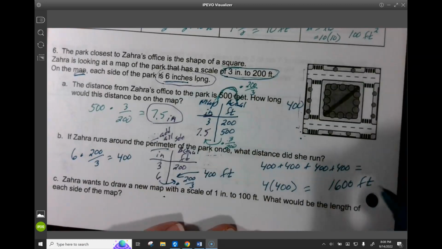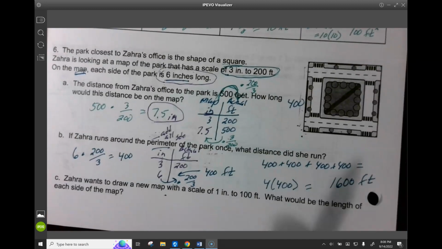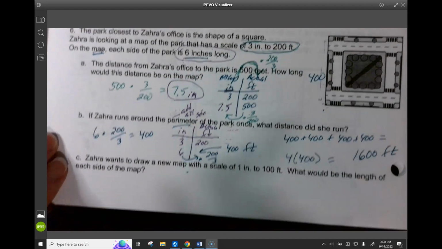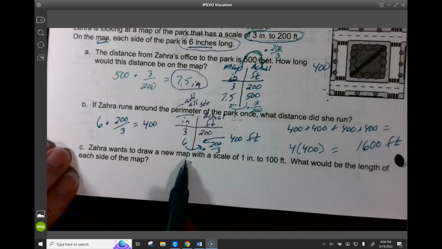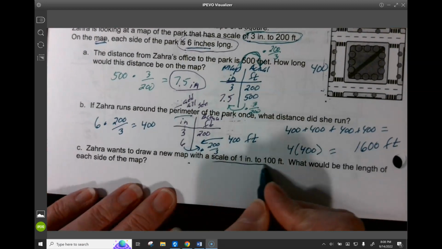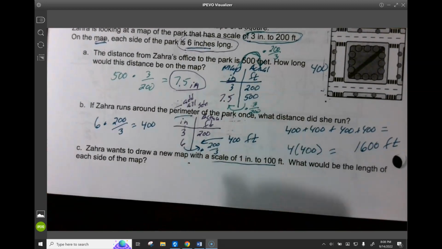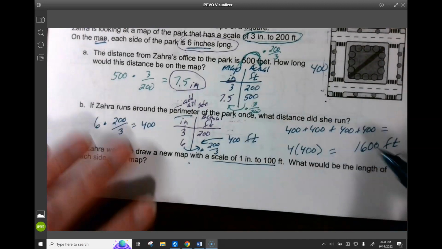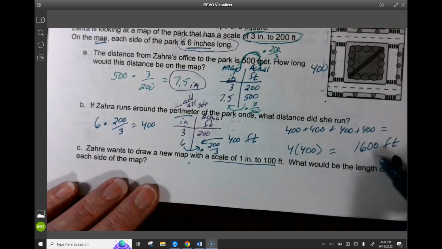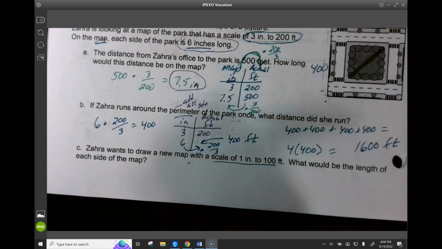It's not feet squared, it's just feet. Okay? Now, Zara, for some reason, wants a new map. And this time, Zara is going to use this scale. Okay? So we had to find out all this other information. We're going to now take this information, okay, and we're going to go backwards.